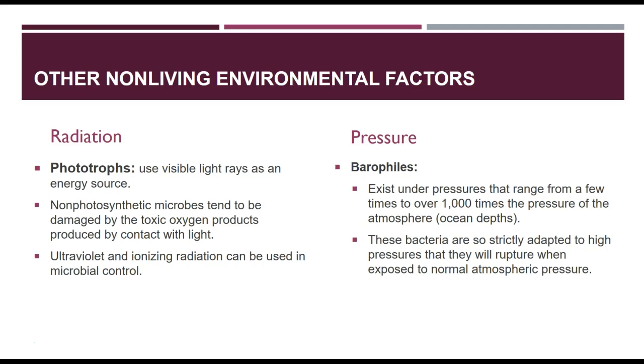So some other environmental factors that our microbes have to deal with are radiation, light. Visible light can be damaging to microorganisms, just like it is to animals, and it can create burns and cause other problems. Visible light and other forms of radiation can be harmful to microorganisms. We have phototrophs, of course, that use that visible light as their energy source, but non-photosynthetic microbes aren't able to use that light and tend to be damaged by UV and other radiation.